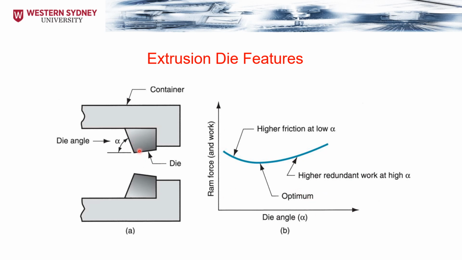Now, what's happening if we have it as flat? That means we're going to have some turbulence at the corners. What's happening if we have it more sloped? That means we're going to increase the contact area, and thus we're going to increase the friction forces, and thus higher ram force is going to be required.